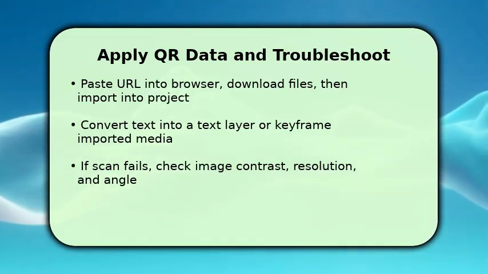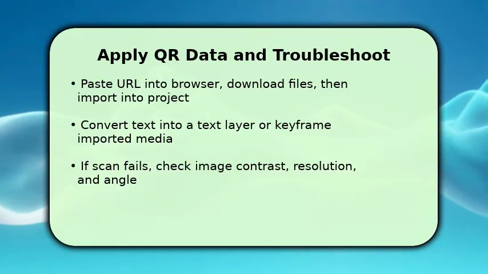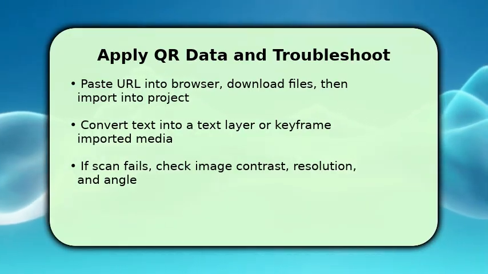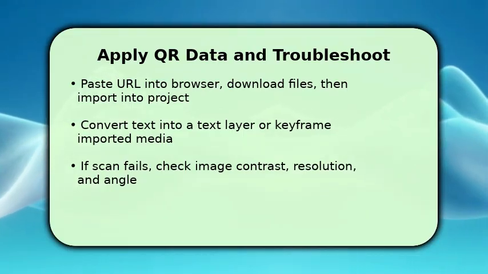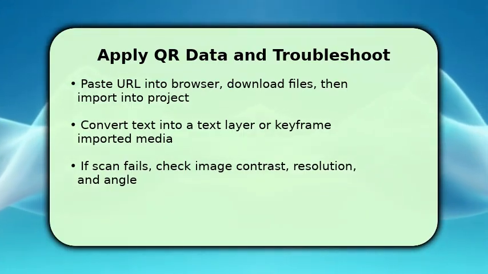If you encounter problems, make sure the QR image has high contrast, minimal glare, and is not skewed. Rescan after adjusting lighting or using a clearer screenshot to resolve common failures.